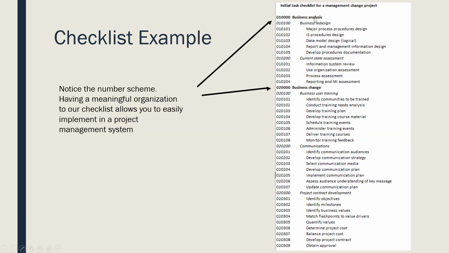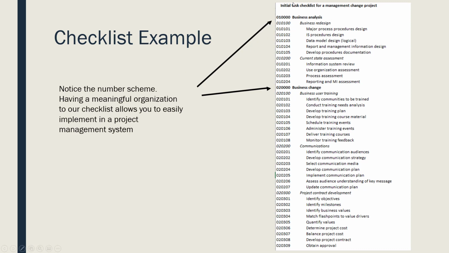So I wanted to show you an example of a checklist, and this is for a management change project. So this would be an internal change that's happening. And what I wanted you to notice here is the number scheme. If you look at this, there are two major areas, right? Business analysis and business change. Those are the two big topics. And then within that, we have some subtopics that are italicized: business redesign, current state assessment, business user training, communication, project contract development.